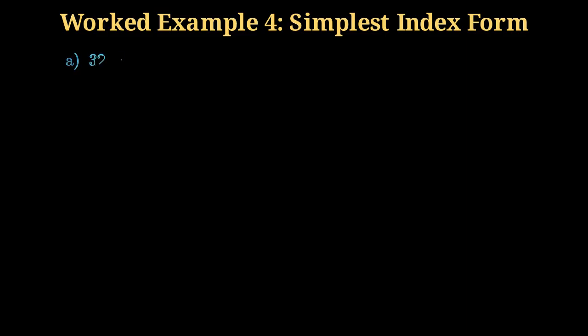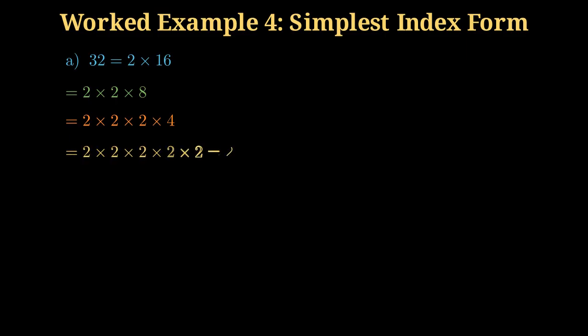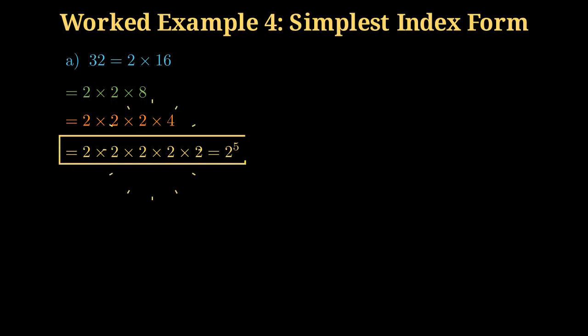A. 32. Start with the smallest prime, 2. 32 is 2 times 16. 16 is still not prime, split again. 2 times 8. 8 splits into 2 times 4, and 4 is 2 times 2. Now everything is prime, 5 2s. So 32 is 2 to the power 5. That is its simplest index form, a single prime base, 2, with index 5.